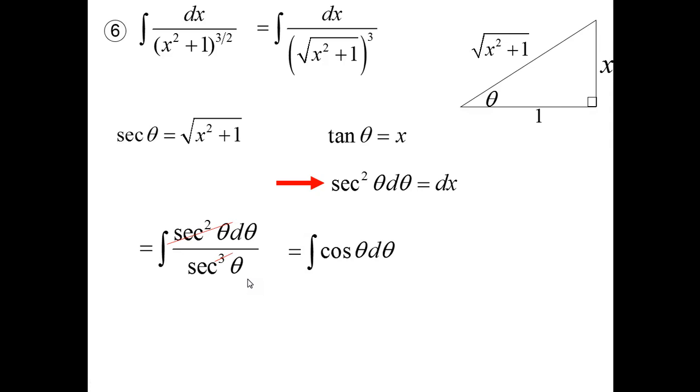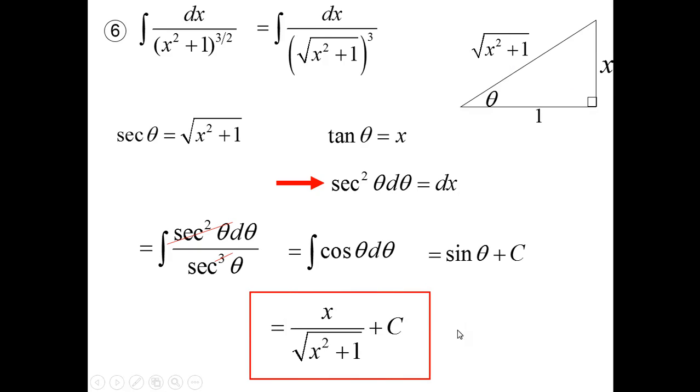So that simplifies to cosine theta because that's just 1 over secant theta. And then, of course, the integral of cosine theta is just sine theta plus c. And then make your replacement for sine theta from your triangle. Sine would be the opposite over the hypotenuse. So we get this expression as our final answer.